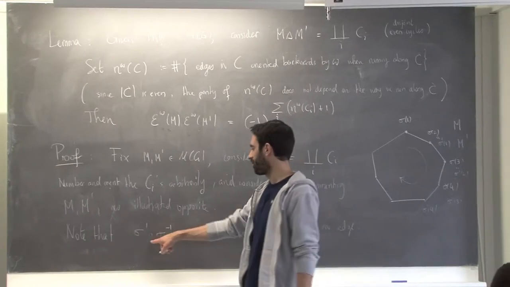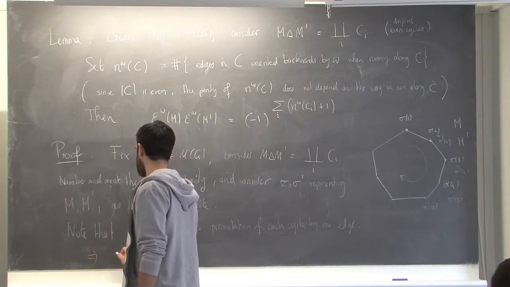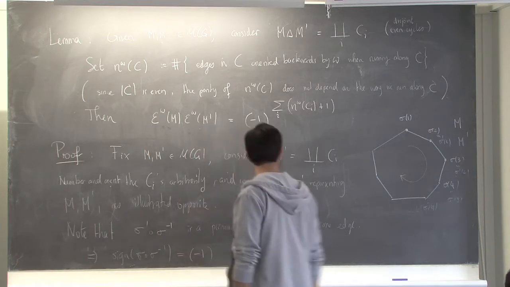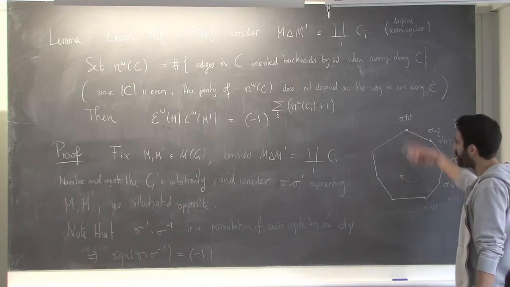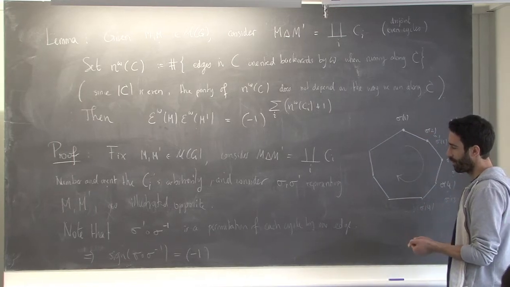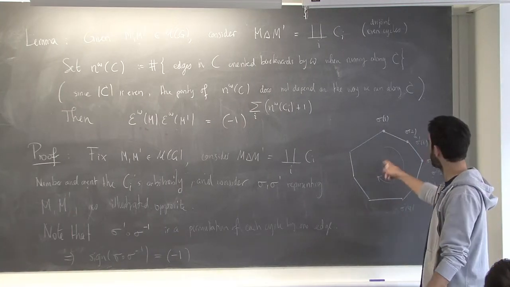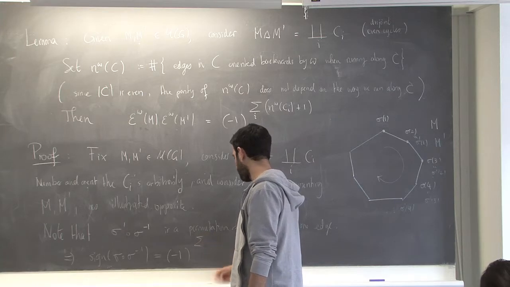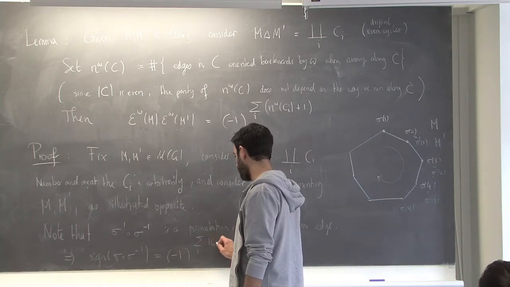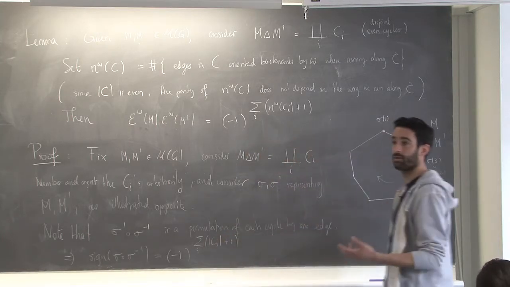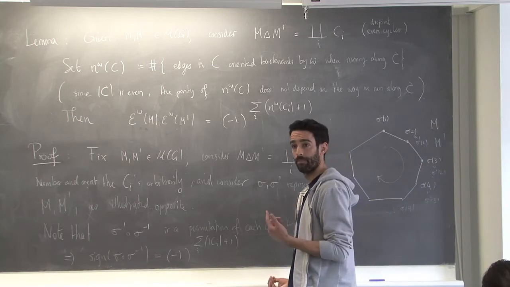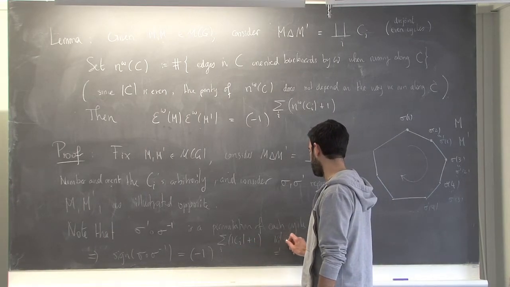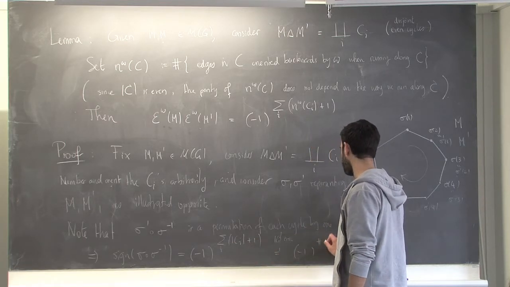But this means that the signature of this permutation is what? It is -1 to the number. Well, these cycles represent a decomposition of this permutation into disjoint cycles, right? So if you want to compute their signature, this is a product. So this is -1 to the power of the sum over all cycles of the length of Ci plus 1, right? The signature of a cycle of length L is -1 to the power L plus 1. But here, remember that Ci is always even. So this is -1 to the power the number of cycles.